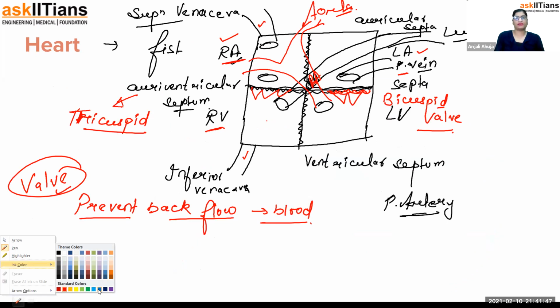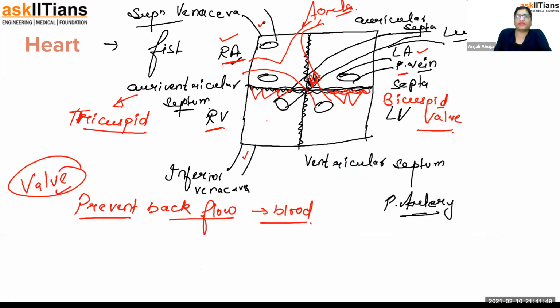I'm going to use the blue color. So basically, first of all, blood from the inferior vena cava and from the superior vena cava is collected into the right auricle. When all the blood is collected in the right auricle, the blood pressure becomes really high. That is the reason the tricuspid valve opens and all the blood comes into the right ventricle.